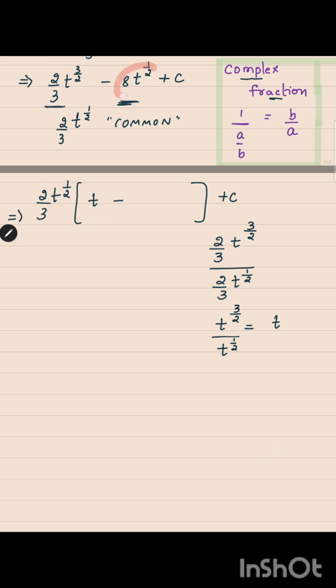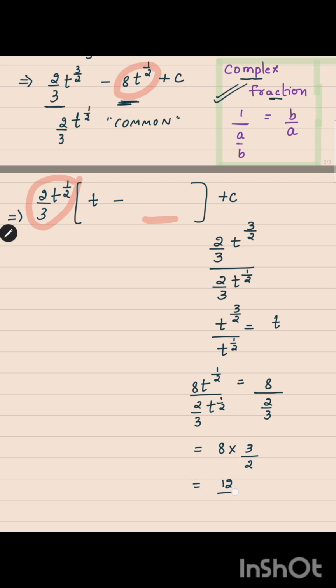Now we will divide this by this, so that we can write the term here. 8 into t to the power 1 by 2 divided by 2 by 3 t to the power 1 by 2 is equal to, so t to the power 1 by 2 and t to the power 1 by 2 will be 1. So we will get 8 divided by 2 by 3. Now this is a complex fraction. So when we have 1 by a by b, we write it as b by a. So here we have 8 into, so 1 by a by b, we will write this as b by a. If you simplify, you will get 12. So here we have to write 12.